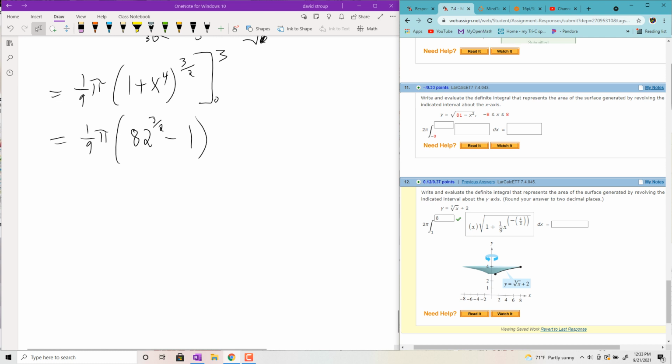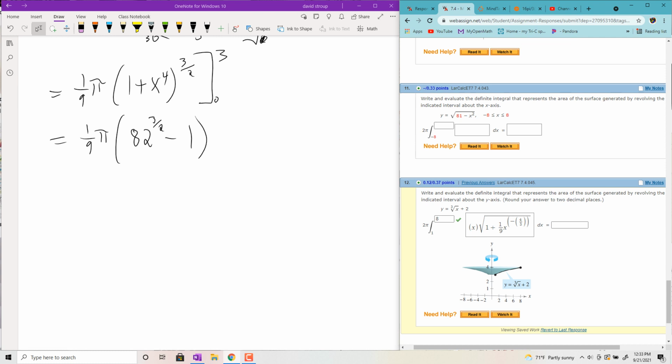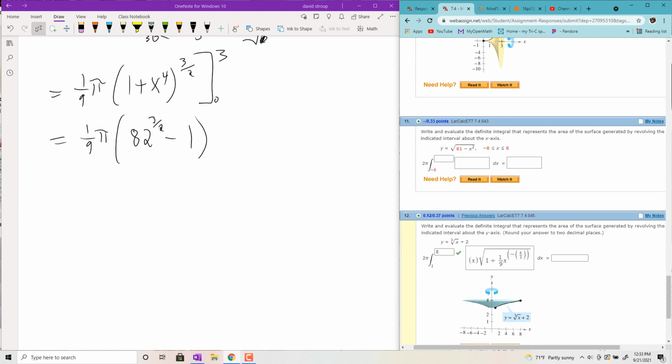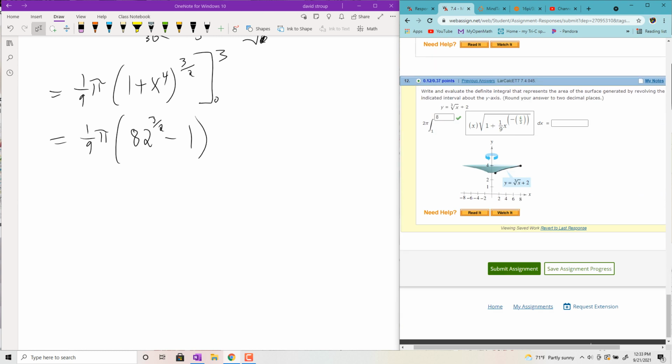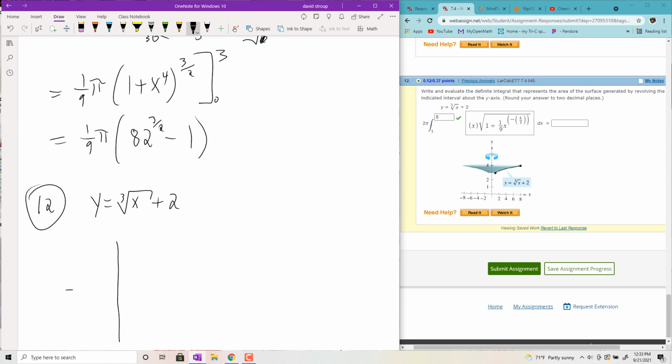So this is kind of the same one, but it's an x-axis. That was x-axis as well, so that shouldn't be too bad. This one is annoying, number 12, and I don't know what they were thinking. But anyways, the function given is the cube root of x plus 2. Normally, because they're rotating it about the y-axis, what I would do is convert everything into terms of y, but they're not going to let you do that because they've set up the integral in terms of x.